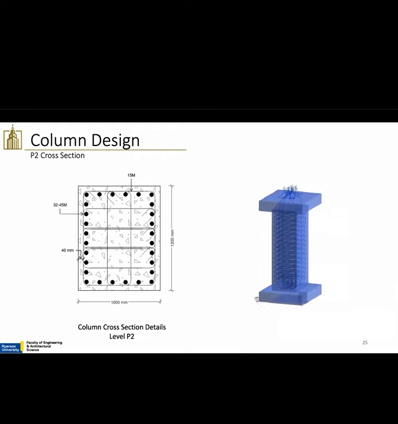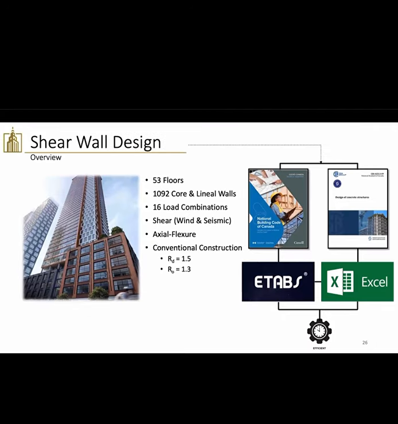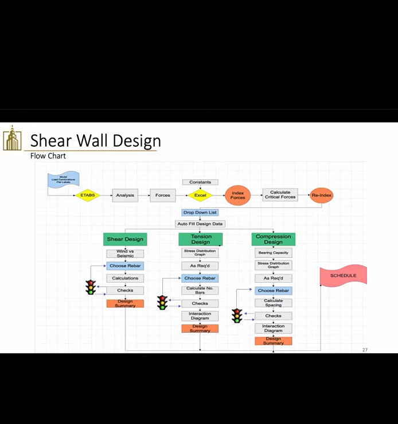Thanks, Omar. So this is a large building with over 1,000 walls, so we came up with a very streamlined process using ETABS and Excel. For seismic design, the building was classified as conventional construction, and we used the ductility and overstrength factors of 1.5 and 1.3. This is a flow chart showing the algorithm we produced. The 5 items in blue shown here are the only user inputs.